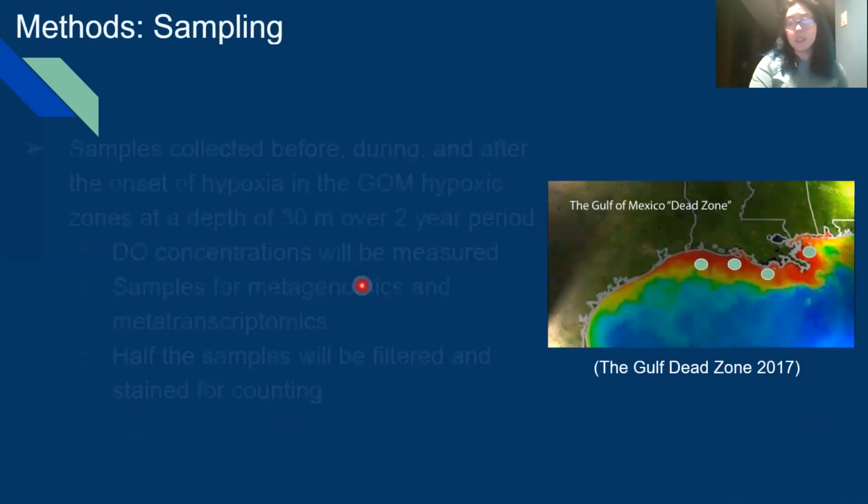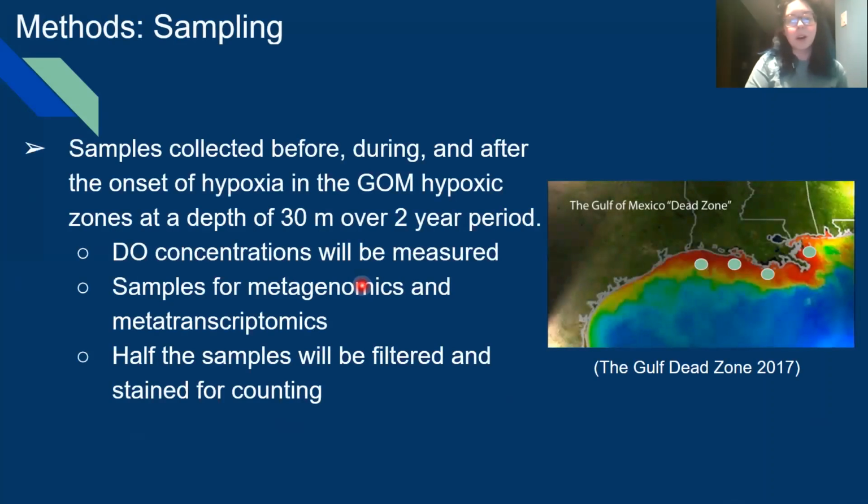To start out our methods, we need to collect samples. So off the coast of Louisiana, there are 4 highlighted areas in which we'd like to collect samples over a 2-year period. The samples will be collected before, during, and after the onset of hypoxia at a depth of 30 meters to avoid the surface where there's photosynthetic algae. The dissolved oxygen concentrations will also be measured, and then some samples will be set aside for metagenomics and metatranscriptomics, while the others will be filtered, stained, and counted.